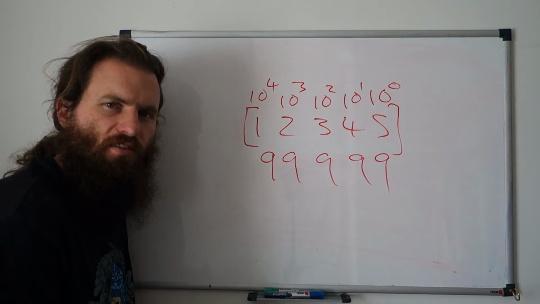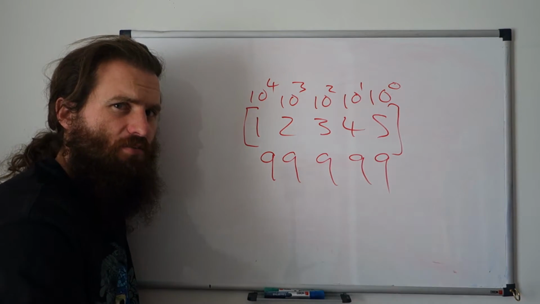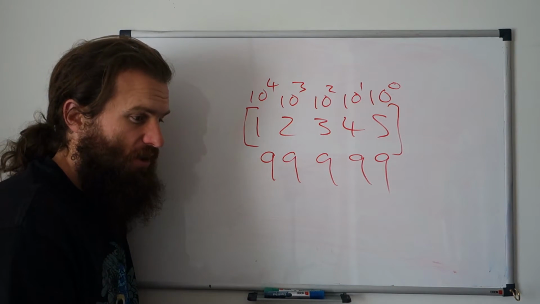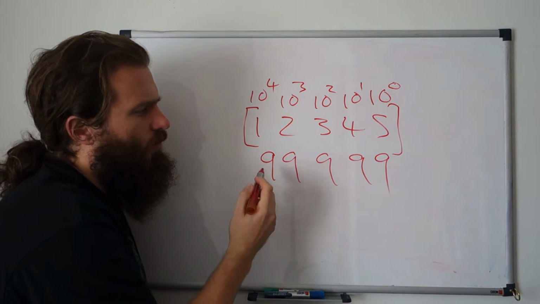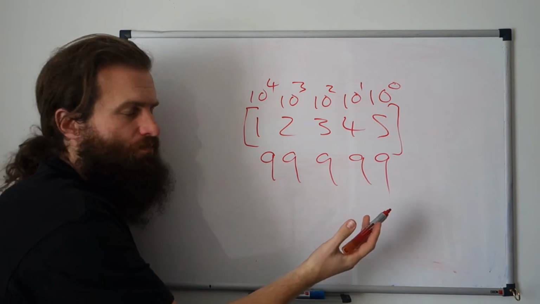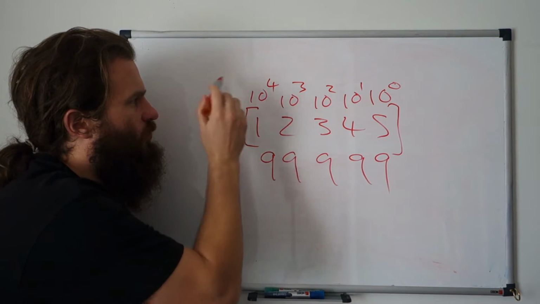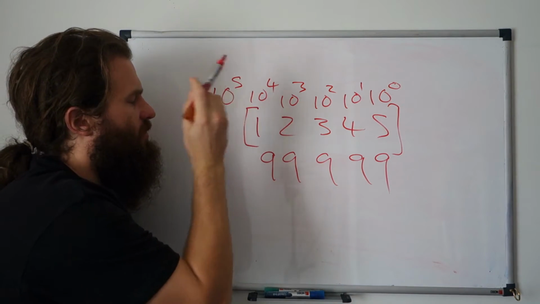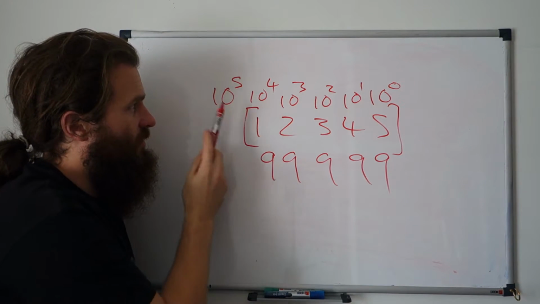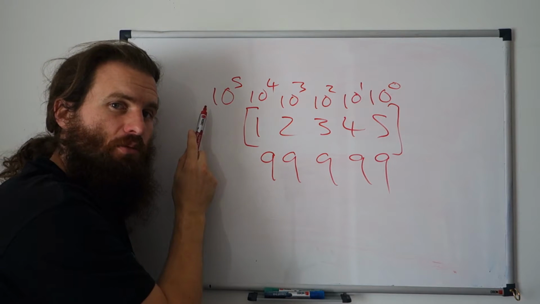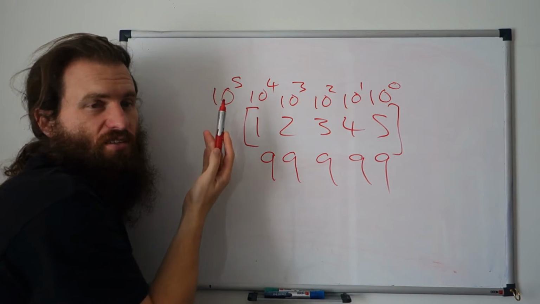So what's the maximum number we can represent with 5 digits? Well, we already know what it is, but let's go through the reasoning so we can then generalise it. Well, we know that we'll fill it up with 9s. And if we add 1 to this, then it will spill over into the next column, which is 10 to the 5, which is 100,000.